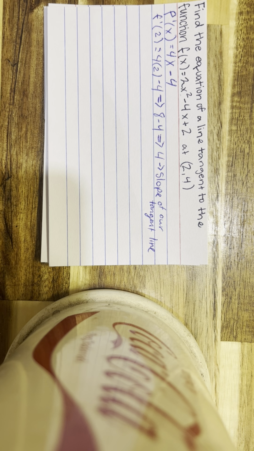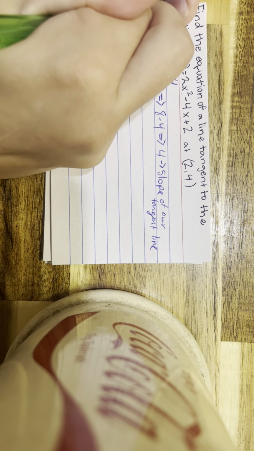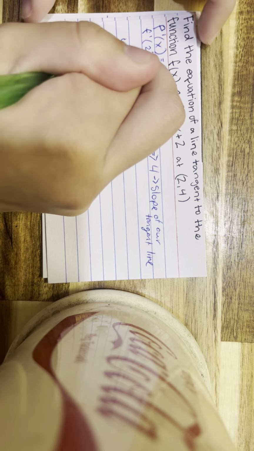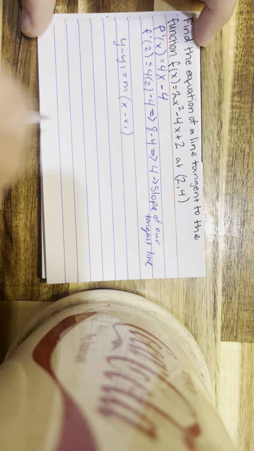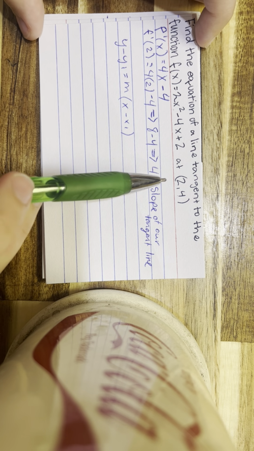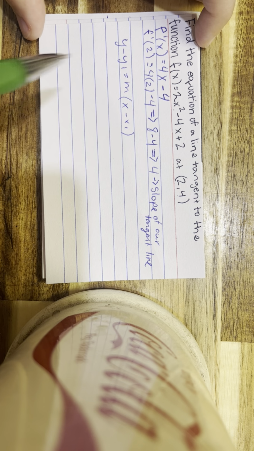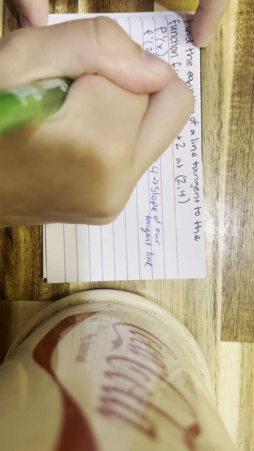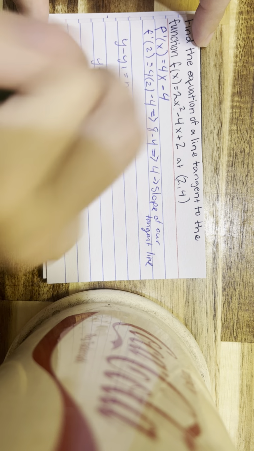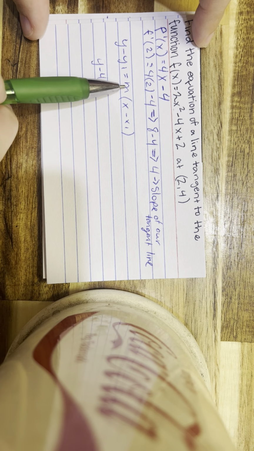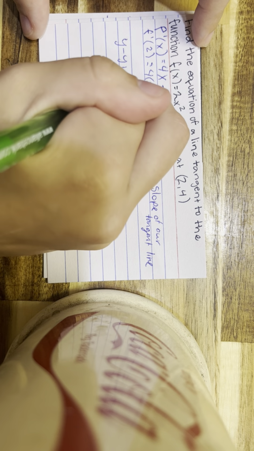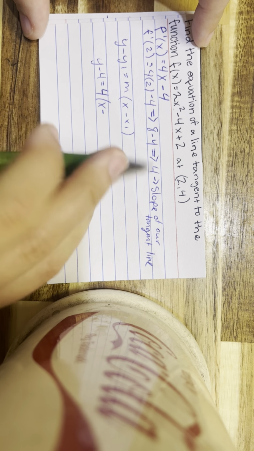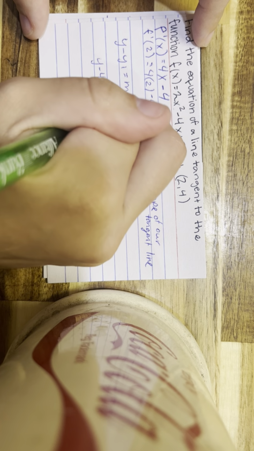So to find our tangent line, all we have to do is use our point slope formula, which is y minus y1 equals m times x minus x1. So let's plug in our values. Our 2 is our x value and our 4 is our y. So we have y minus 4 equals 4, which is our slope, or m, times x minus x1, which is 2.